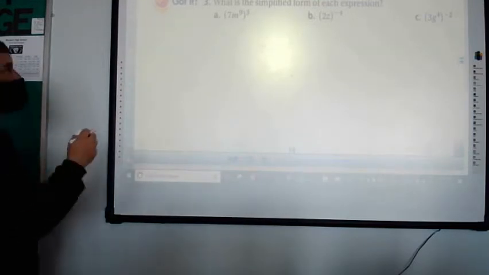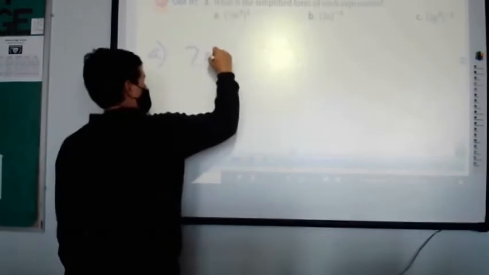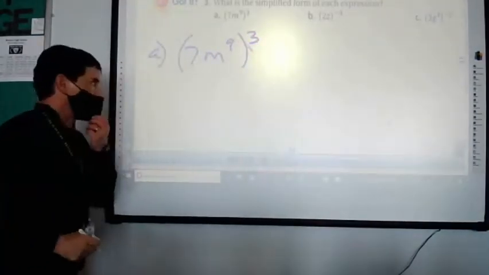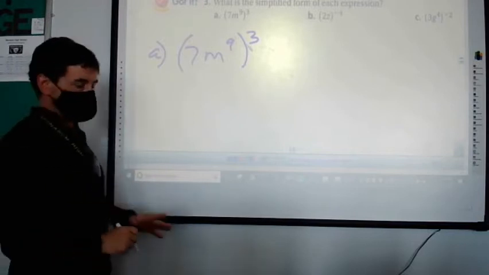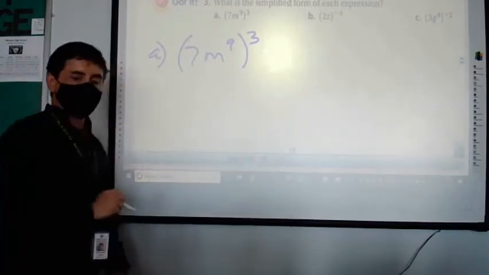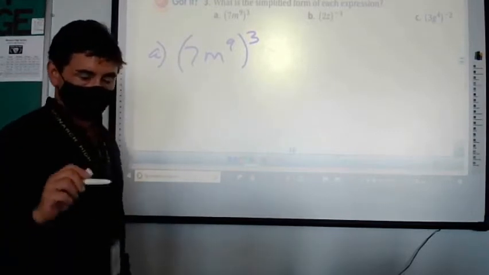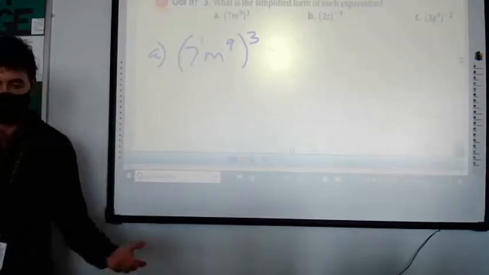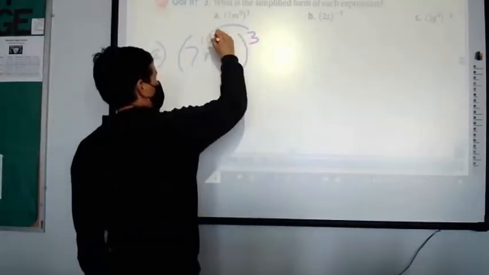All right, let's do A here. So we're going to do 7m to the 9th raised to the 3rd power. So here's what happens with these kinds, and freshmen historically have screwed these up frequently. So please listen to what I'm doing, because I have all these freshmen that just fully ignore it and get a bunch of problems wrong and get a lower grade.